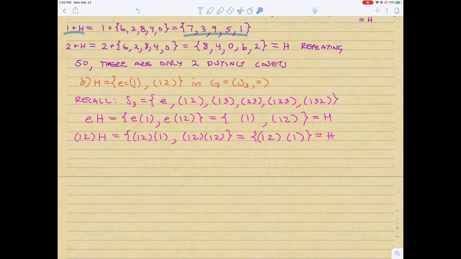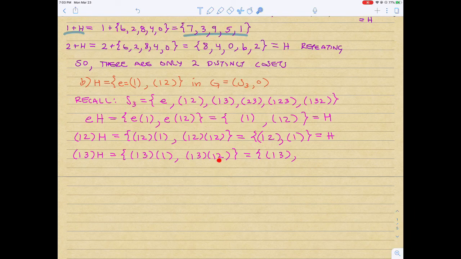Well, let's move on. So now let's look at (1 3). Okay, so (1 3) composed with H. So (1 3)H is going to be (1 3)(1), comma, (1 3)(1 2). All right, so we get back (1 3), put a comma there, comma, (1 3)(1 2).